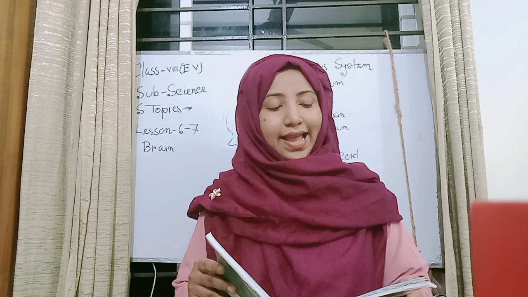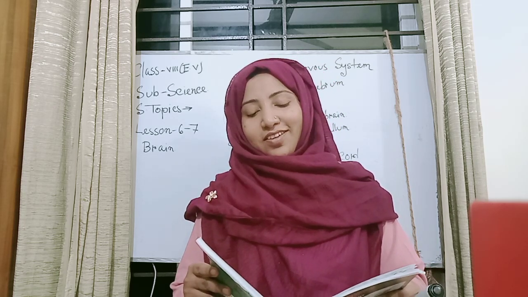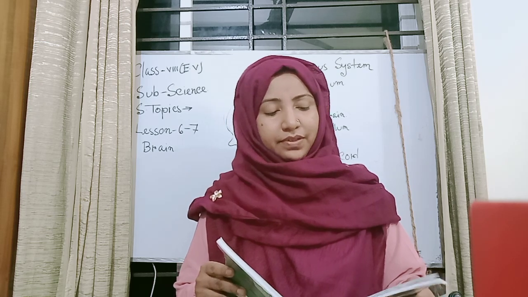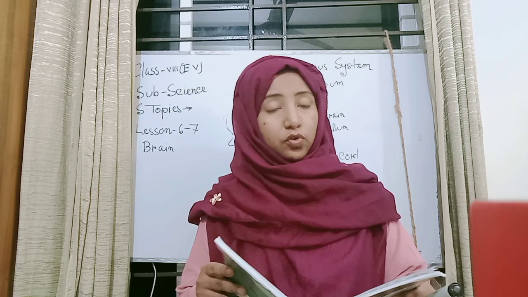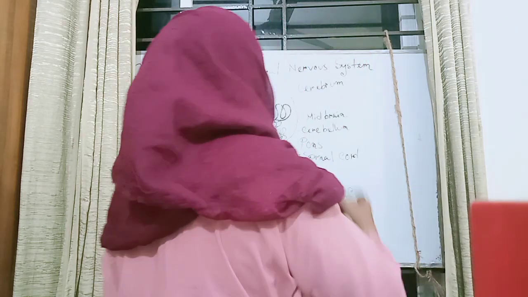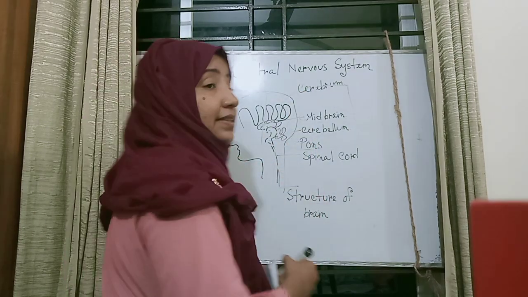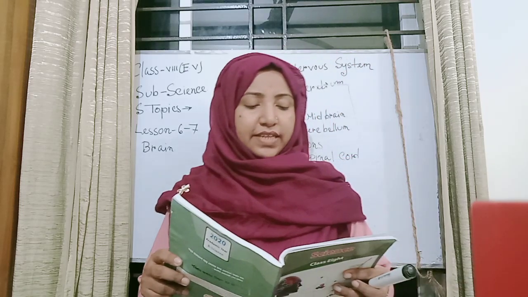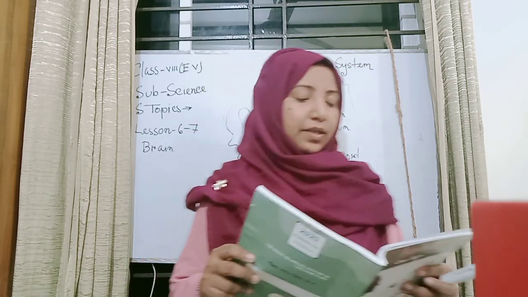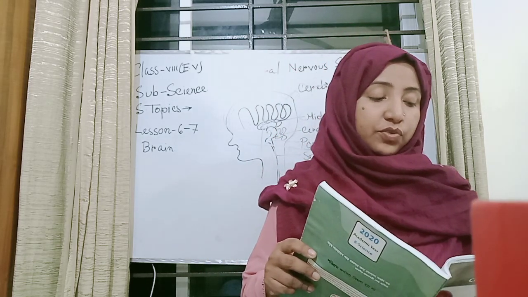Again, the second type is the midbrain. What is the meaning of the midbrain? Basically, the area between the cerebrum and pons is called the midbrain. Here's the cerebrum and the pons, and this structure is the midbrain. It acts as a center for auditory and visual reflexes.